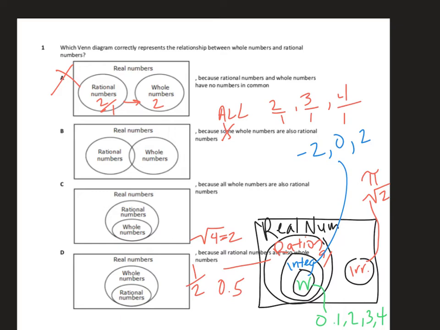So not some of them, all of them are also rational numbers. So B is not it for us. Let's go to C. C says because all whole numbers are also rational numbers. And we just talked about that. Because all whole numbers, let's say 4, can be written as a ratio of 4 over 1. 5 can be written as a ratio of 5 over 1, right? So all whole numbers are rational numbers, and all rational numbers are real numbers. If you can look back to this little organizer that we made over here in the right-hand corner, that'll kind of help guide your thinking.